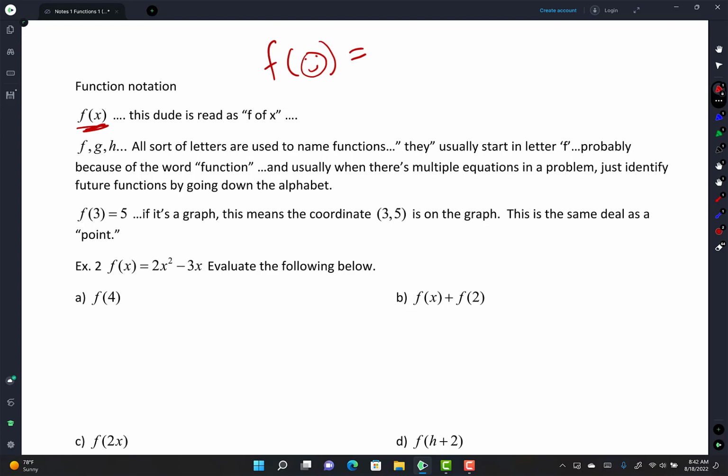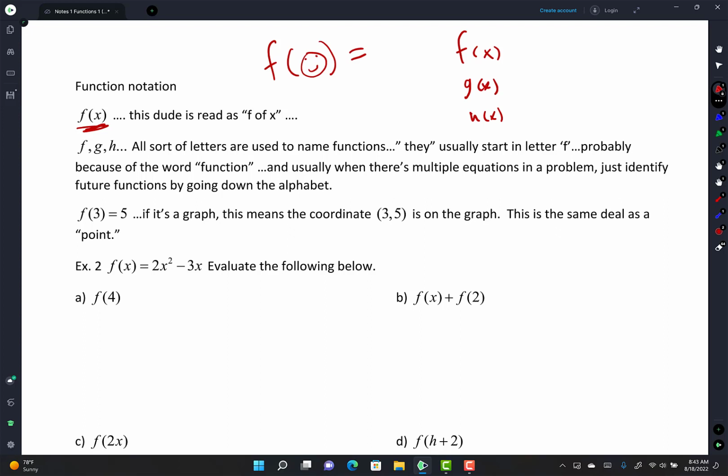Usually when there's multiple equations in the problem, you just identify the functions by going down the alphabet. So they probably use the letter F because of the word function. And then if you have more than one expression or function, they probably just go down the alphabet, guys. F of X, G of X, H of X, whatever. I of X is probably not used because I stands for current and it also stands for imaginary. So they probably try to avoid the letters I, J, and K because they mean something. You'll learn about those 3 letters later on.